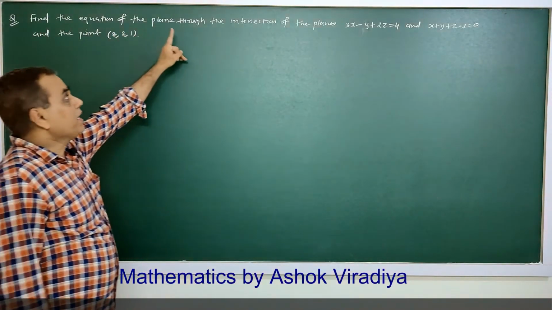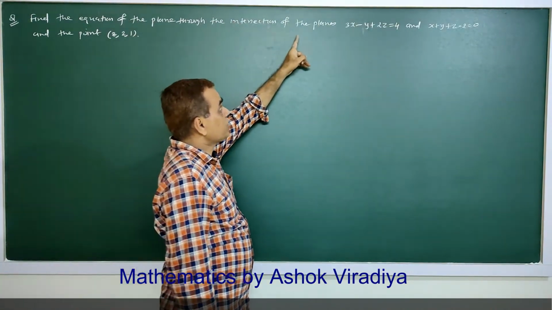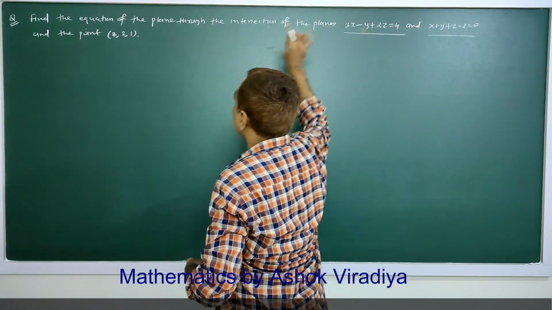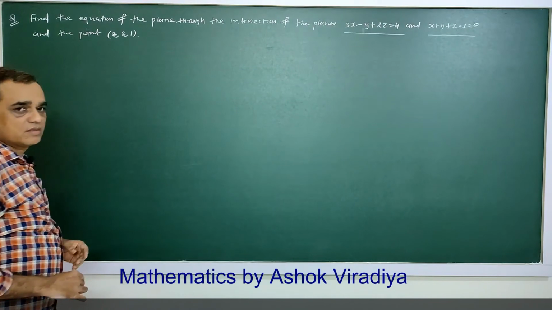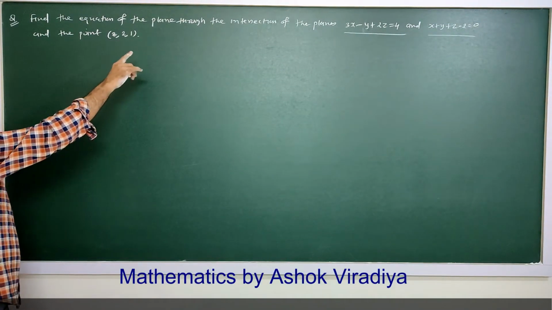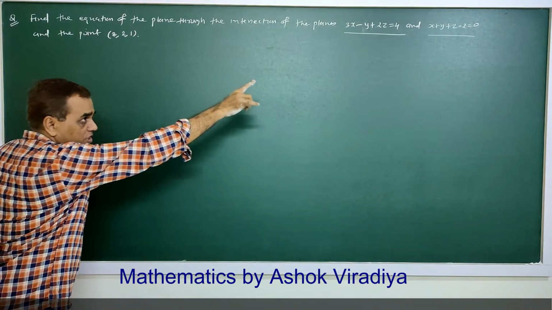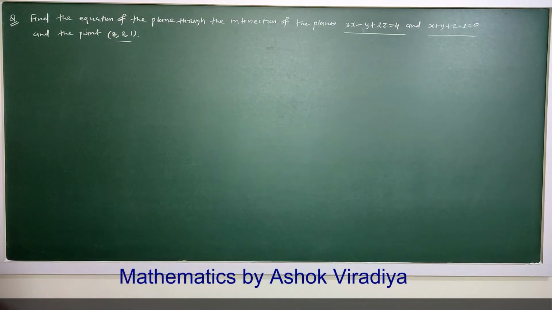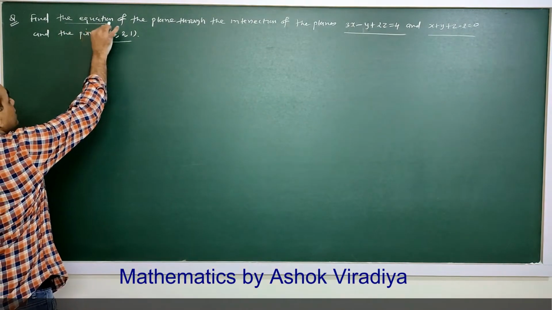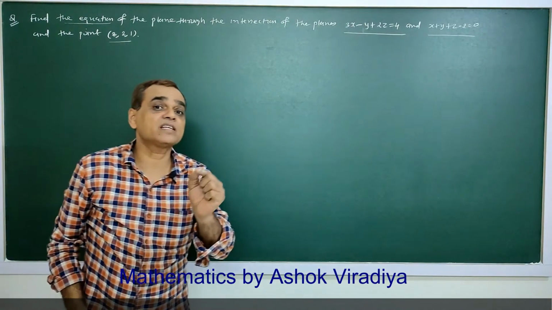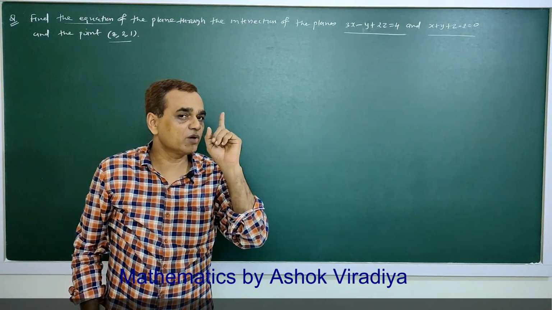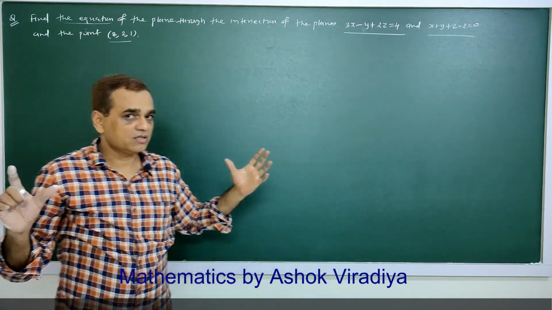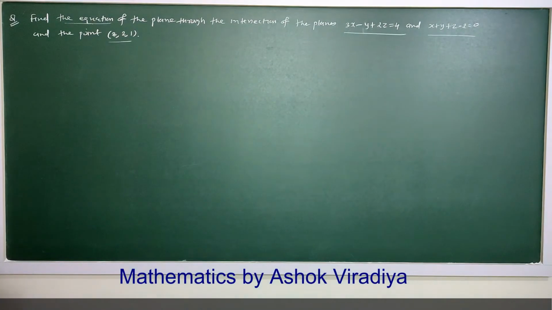Find the equation of the plane passing through the intersection of these two planes. See, equations are given in Cartesian form. We want the equation of the plane passing through the intersection of these two planes and this point. The instruction is find the equation. Here we are not told to find a vector equation. If the words vector equation are not given, we shall find the Cartesian equation. So here we are finding the Cartesian equation.